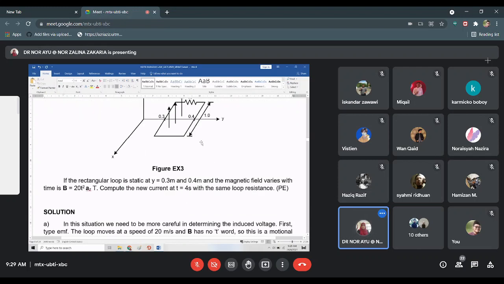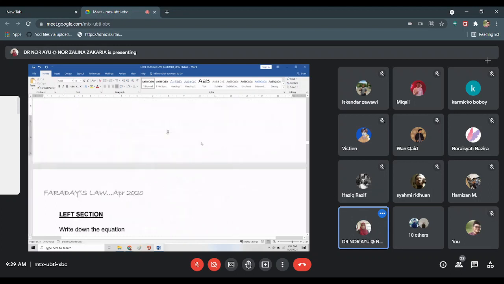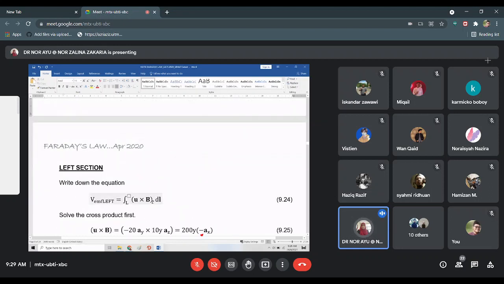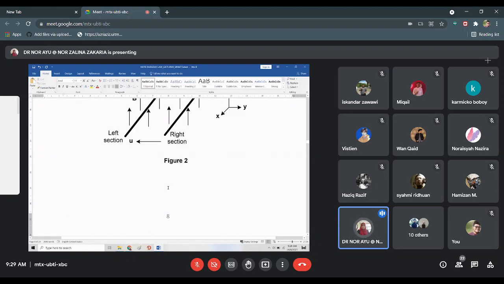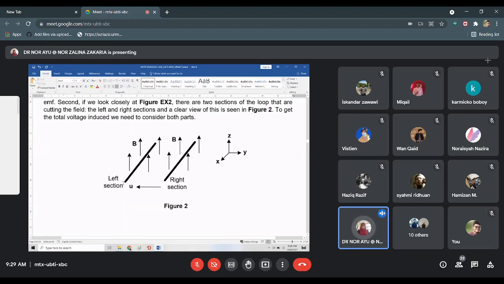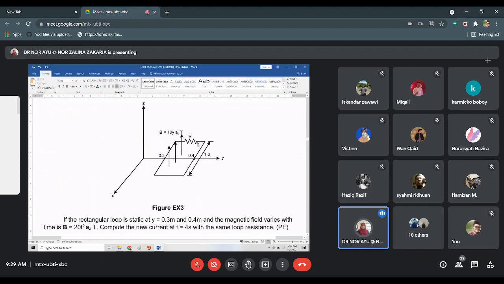Alright, so for that, we need to use U cross B. Okay, so this figure over here is just to show which line is cutting the magnetic field. So you can see here when the loop is moving, okay, this loop is moving to the left and to the right, the line that is cutting the magnetic field, so you can see the magnetic field is here. So the line that cuts the magnetic field when the loop is moving is this one. So this is the line. Okay, it moves to the left and to the right. Okay, so this is the line.